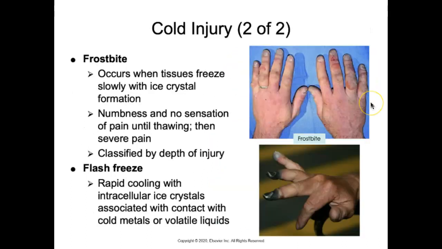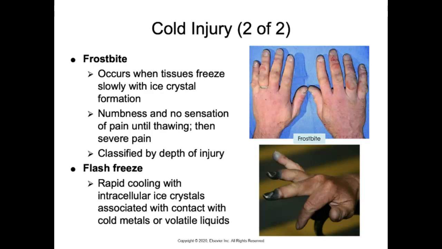Now, if we progress from there, we can enter frostbite. And this is going to happen when the tissues freeze slowly and the ice crystals begin to form. The skin can start to appear white or yellowish and have a waxy texture to it. And they have numbness with no sensation of pain until the ice crystals start to thaw, and then they are in severe pain.